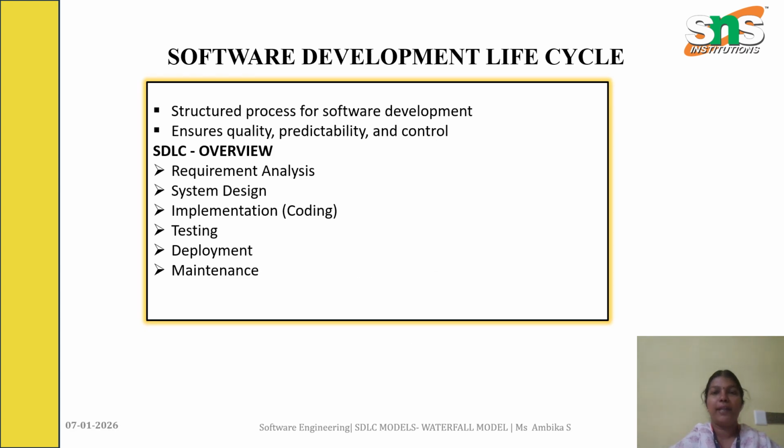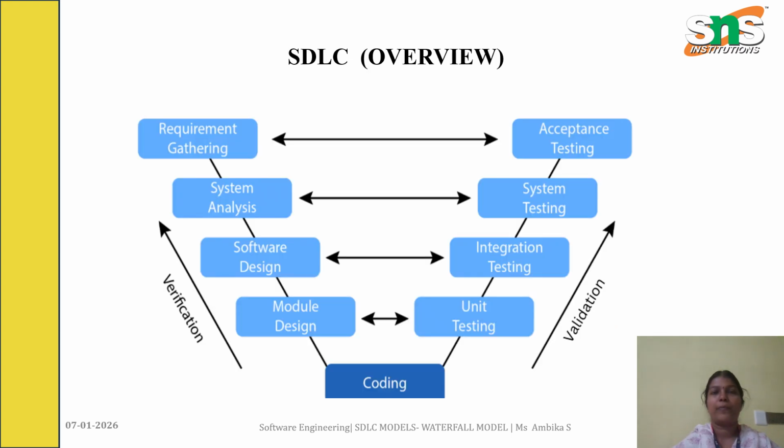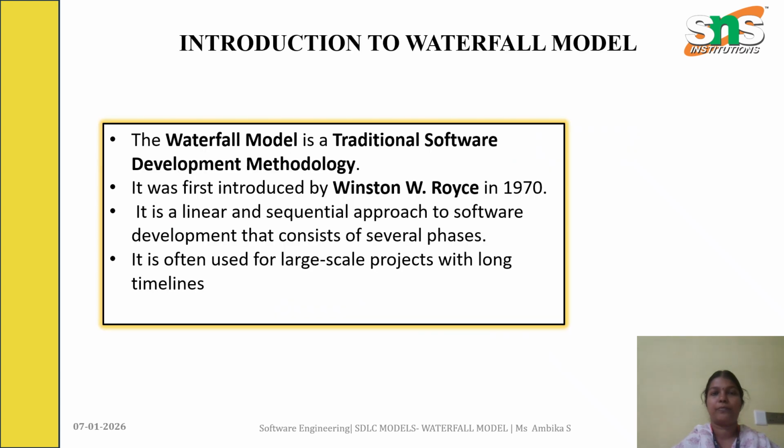So, the software development lifecycle is a structured process for software development. It ensures quality, predictability, and control. The SDLC overview includes requirement analysis, system design, implementation, testing, deployment, maintenance. Here, the verification process includes requirement gathering, system analysis, software design and module design, and coding. Validation includes unit testing, integration testing, system testing, and acceptance testing.